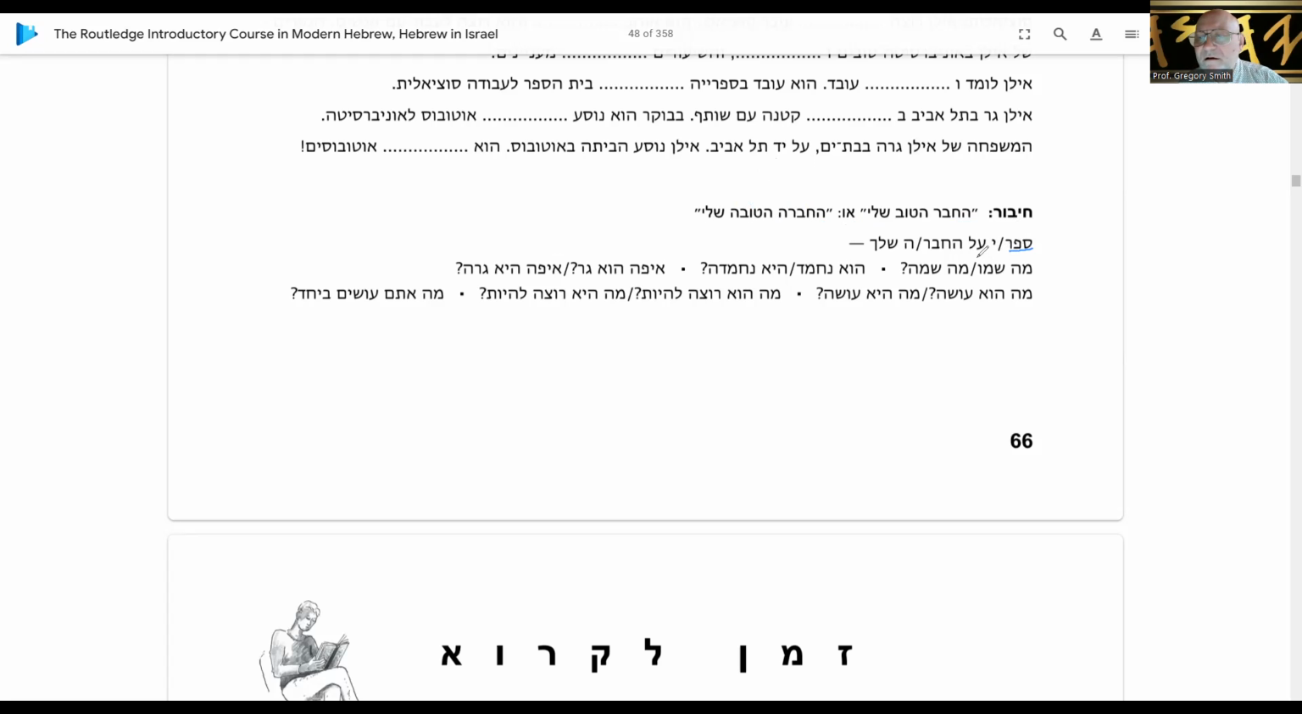Let's see, sefer or seferi. Okay, I see what's going on here. So they want us to... and shalach, belonging to you. So this is like a book or my book, and then the friend, and then my friend. Okay, so let's see what each of these are here, what they're getting at here.